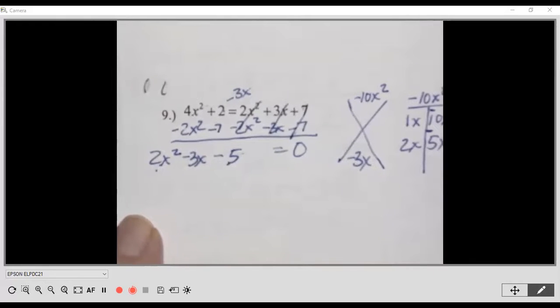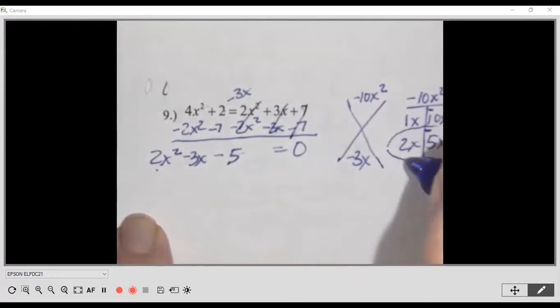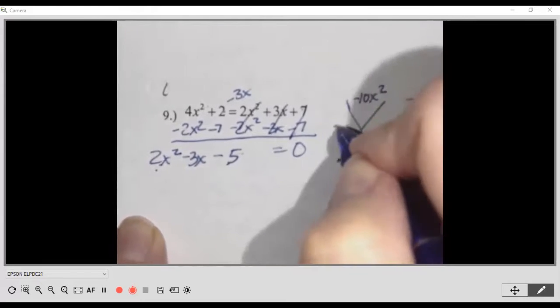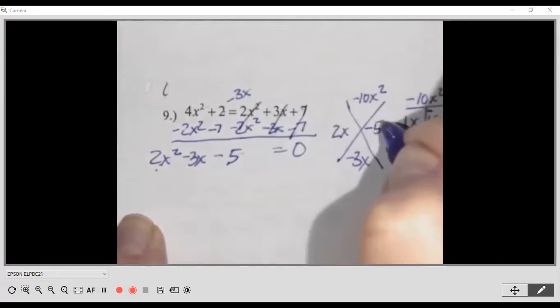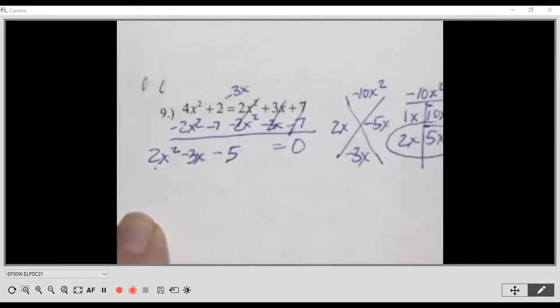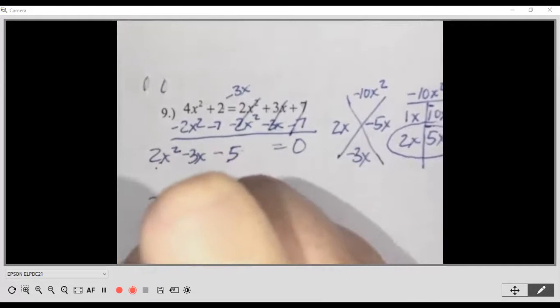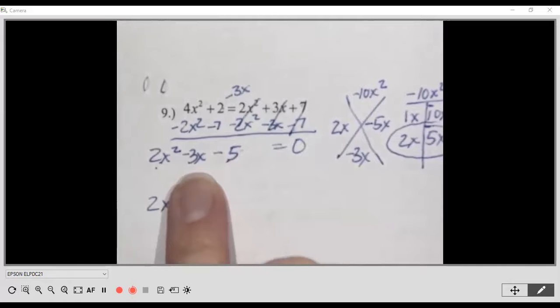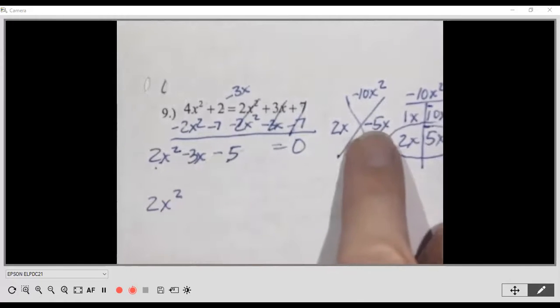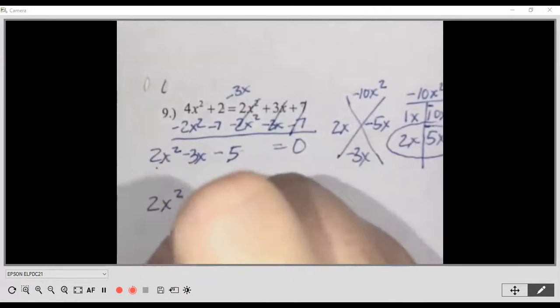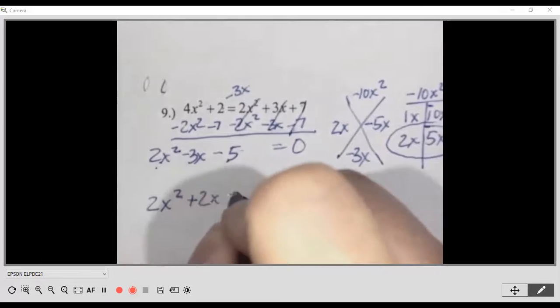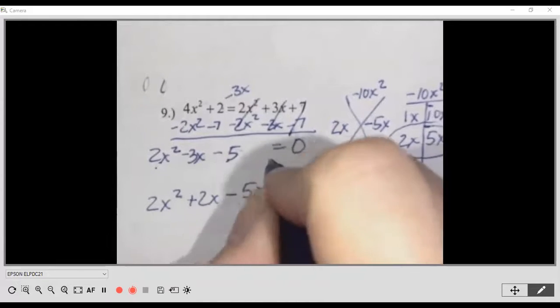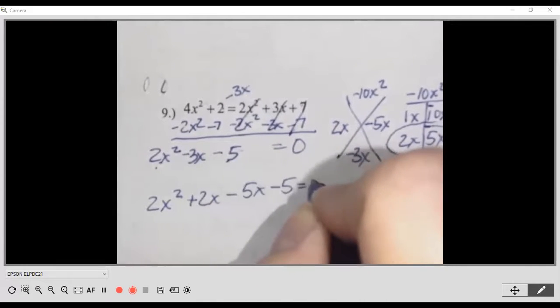And then I want to see which of these will add up to negative 3x. Well, that's going to be the 2x minus 5x. So 2x minus 5x, or negative 5x. So I'll break that middle term up. This will be 2x squared. The middle term, I'm going to break that up from negative 3x into 2x minus 5x. Bring down the minus 5, bring down the equals 0.